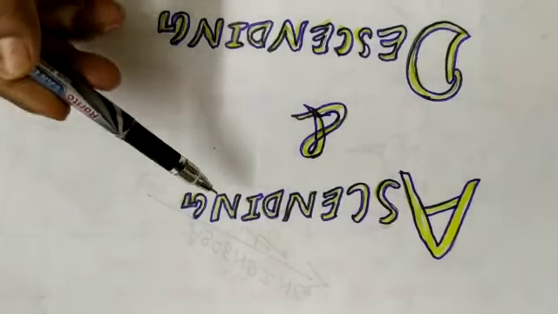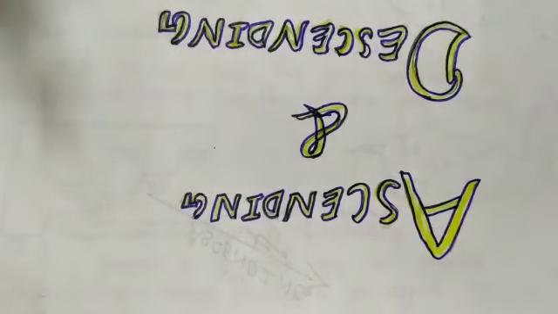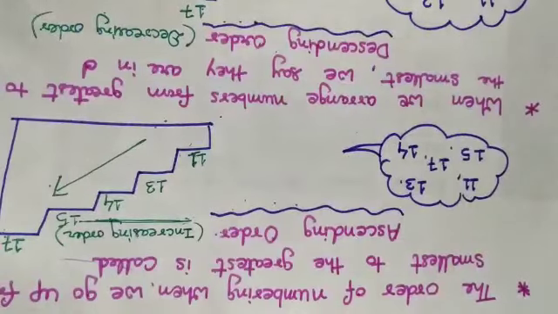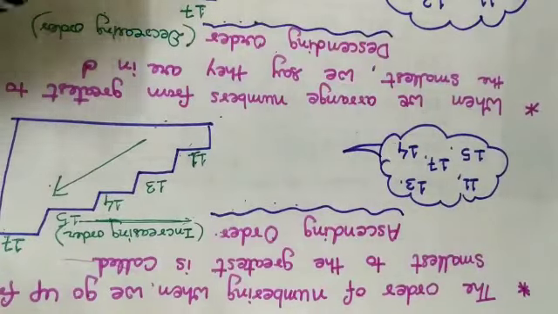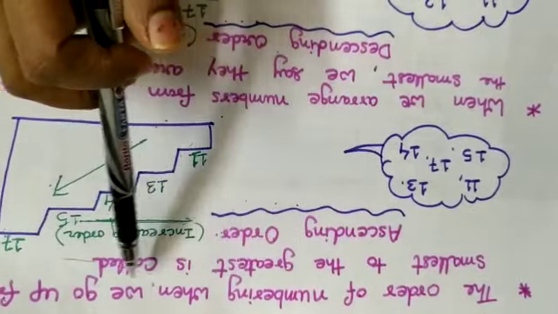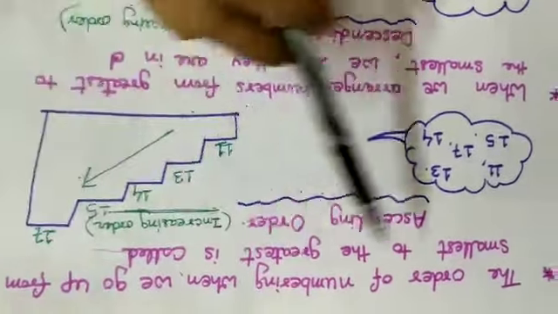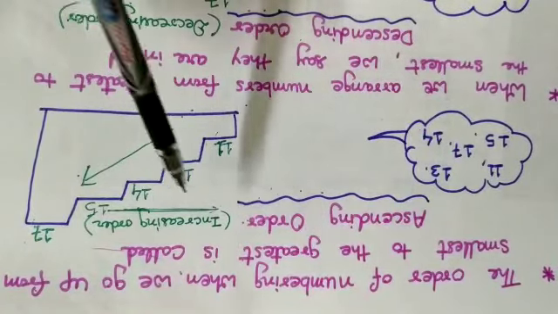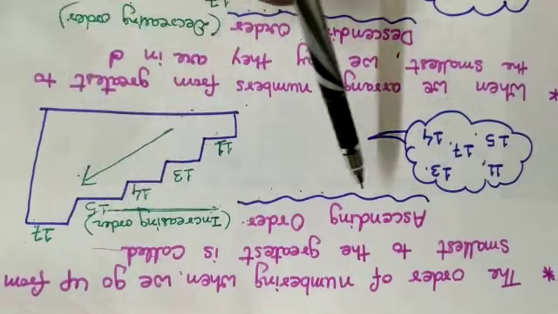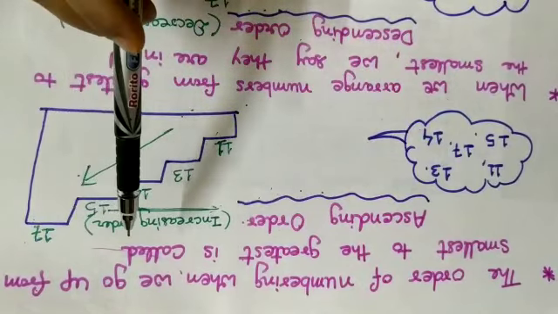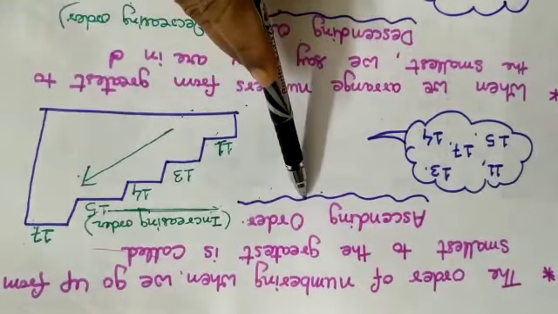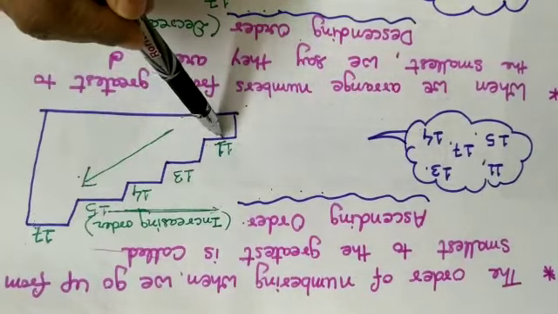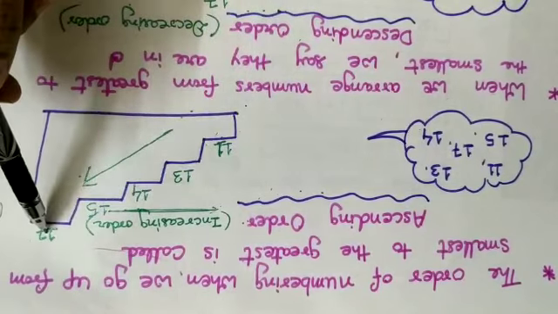Okay, as we are studying ascending and descending, ordering of numbers, let's have a revision. We have already studied this. The order of numbering when we go up from smallest to the greatest is called ascending order or increasing order. Either you say ascending or increasing order. Ascending order is from smallest to greatest.